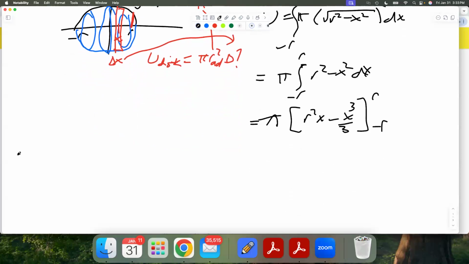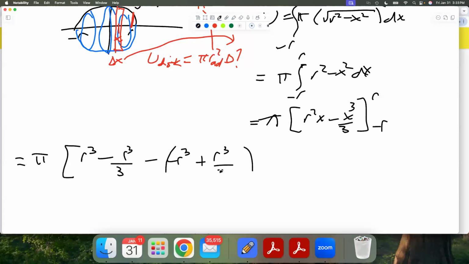Okay, so let's write all this out. That's going to equal pi. Plugging in an r on top, I'm going to get r cubed, because r squared times r, minus r cubed over 3, minus, now let's plug in, I need parentheses here, plug in a negative r. Here I'm going to get a negative r cubed. Here I'm going to get negative r cubed times negative 1, so plus r cubed over 3.